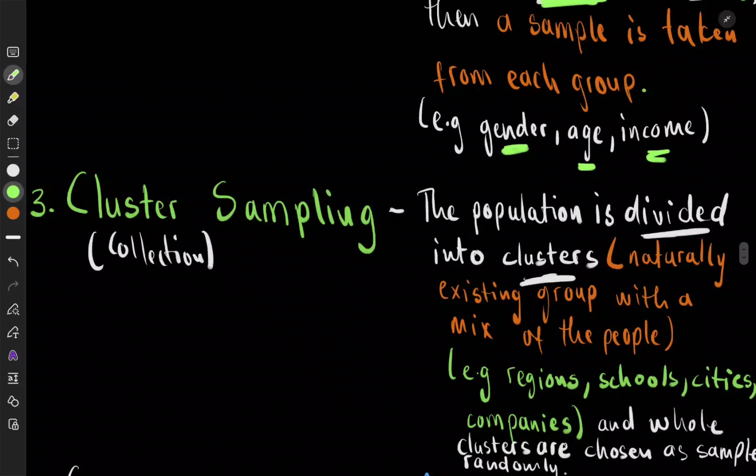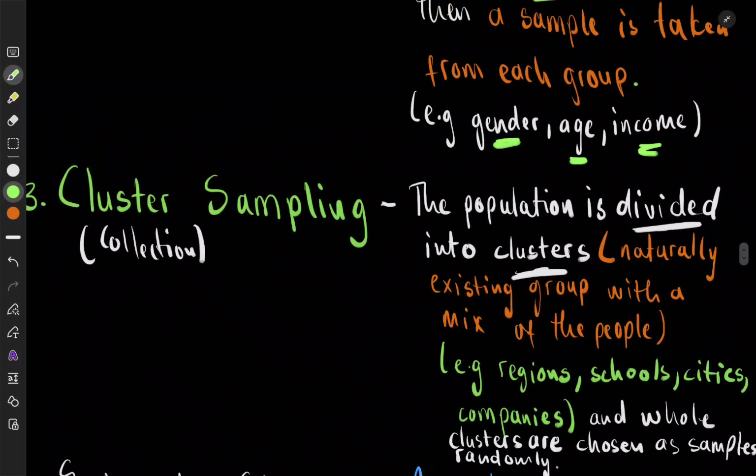So for cluster, what we usually use are things like regions, okay, boundaries, to say we use wards or provinces or whatever, schools, people from different schools. If you look at a school, it will have different ages, different genders, and also cities and companies. All this is going to be cluster sampling. How is that? So number one is the cluster.